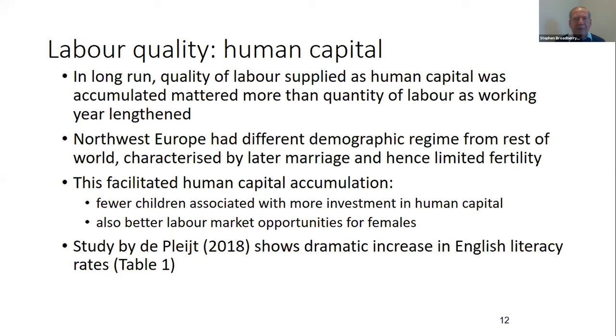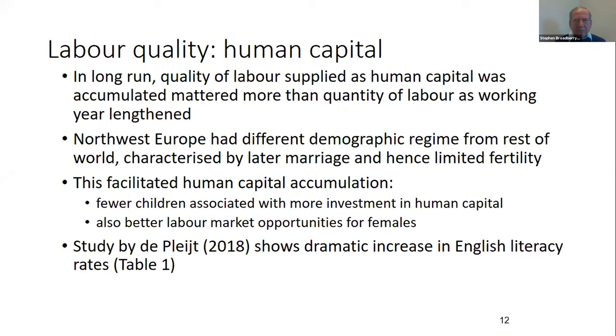And here, I'll show you some data on this in a moment, but Northwest Europe had a different demographic regime from the rest of the world. It has a number of key features, but the one we're interested in here is the later first marriage of females, and hence their limited fertility. That helps to encourage human capital accumulation, because if a family has fewer children, then they can invest more in each child. It also means women don't go straight from childhood into marriage and producing children, but they have more labour market opportunities. So that's a further boost to human capital accumulation.